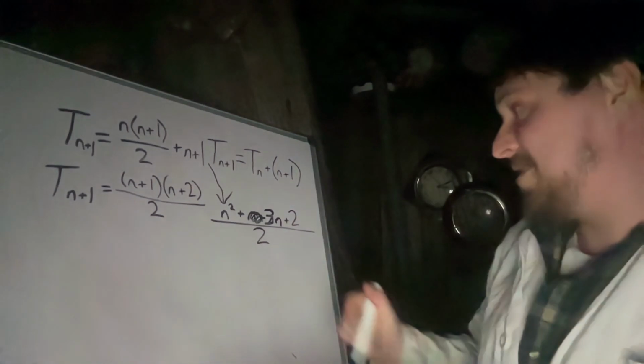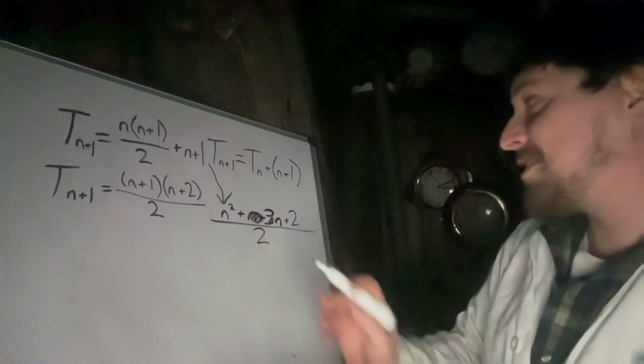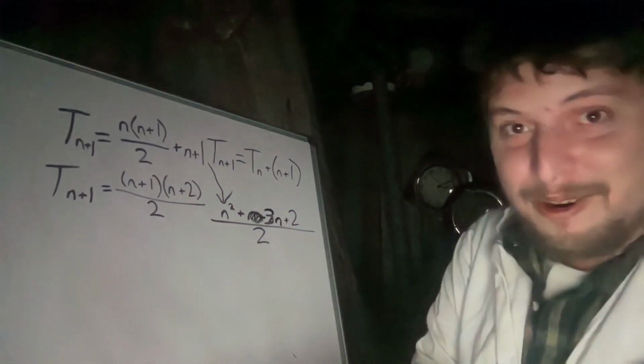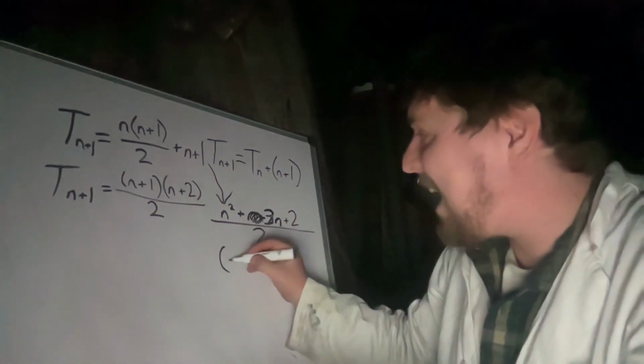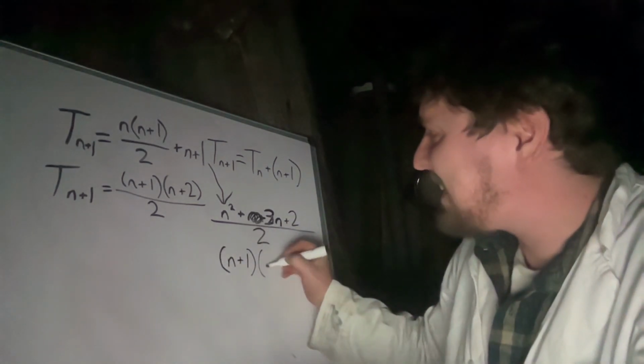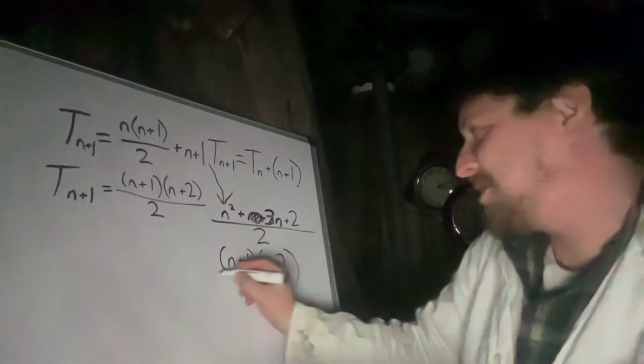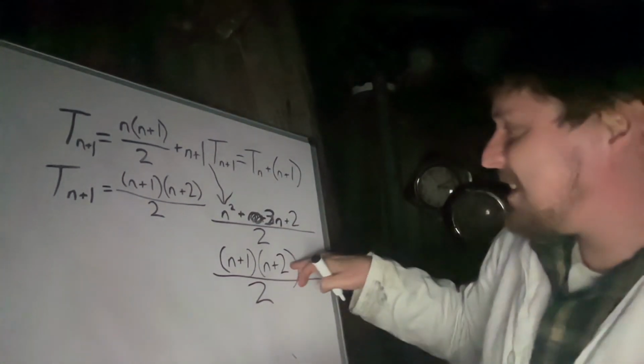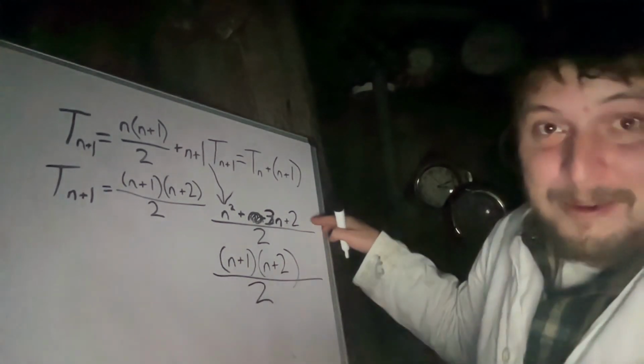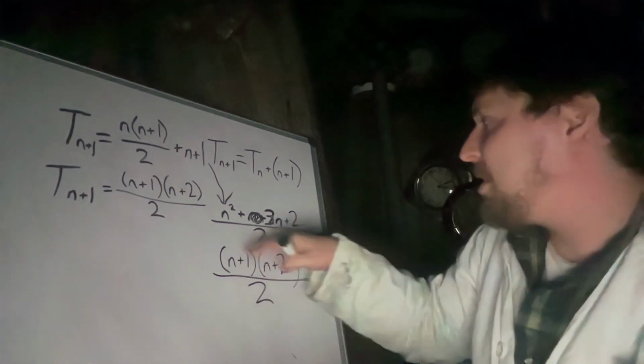This numerator here, n squared plus 3n plus 2, can always be factored as n plus 1 times n plus 2. And we'd still have the over 2. And if you want to see that this is the factored form of that, you could just use the distributive property here and you'd get that.